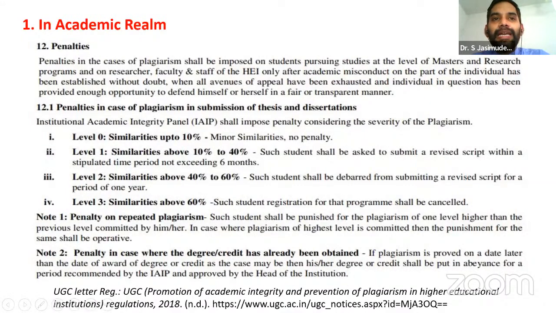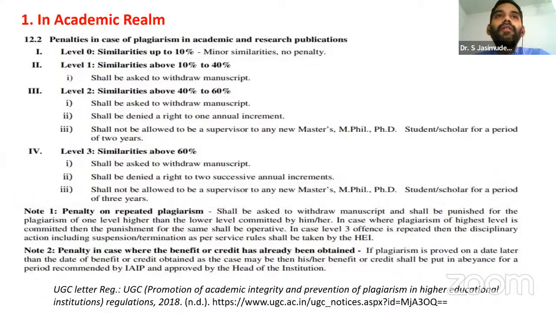Then, if similarity is above 60%, such student registration for that program shall be cancelled. This is the norm by UGC, if a thesis or something contains more than 60% similarity. So many other subtle rules are given in the order passed by UGC. You may please go through it later.